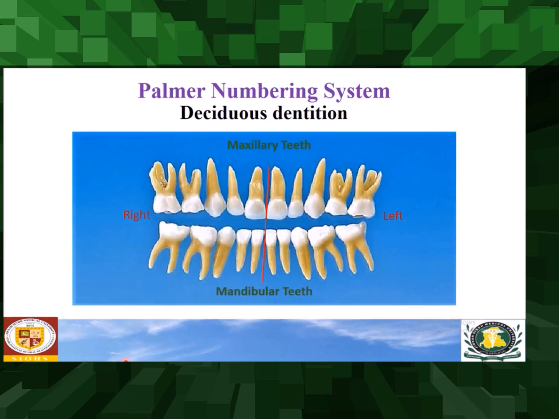Now we will do some exercise on the deciduous dentition. So this is a complete deciduous dentition, 10 teeth in the upper arch and 10 in the lower arch. This red line indicates the midline. This is the right side and this is the left side. Now the maxillary right canine. This tooth is the maxillary right canine. So in the Palmer notation system, the alphabet that is used for this tooth is C.